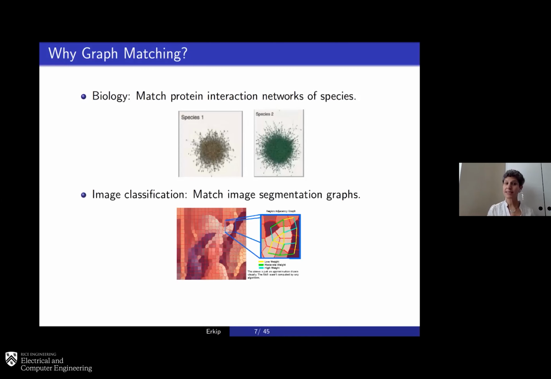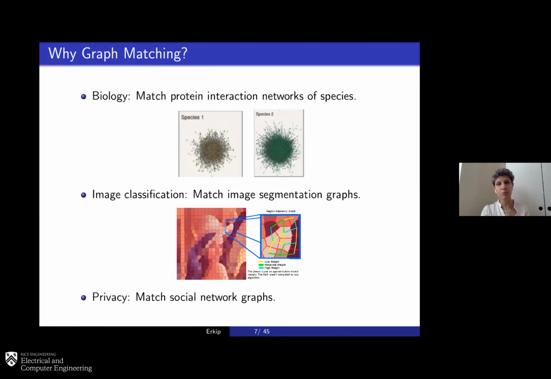It also arises in image classification, where one can think of an image segmentation graph, and in classifying an image, one is trying to match multiple graphs corresponding to these image segmentation graphs. Now, my interest in graph matching arose through the privacy angle, where I got interested in matching social network graphs.